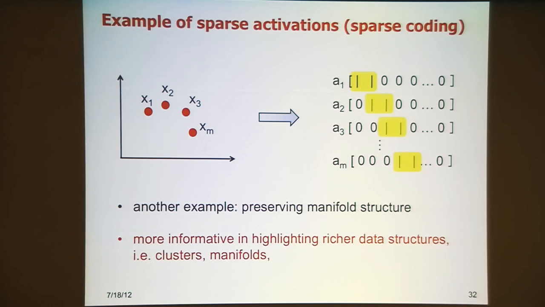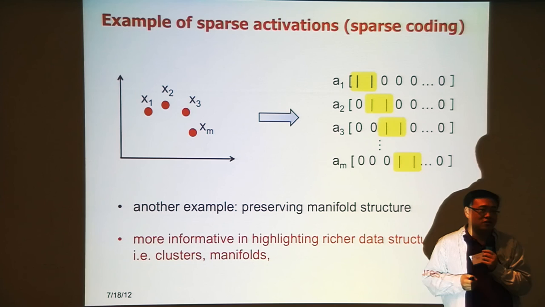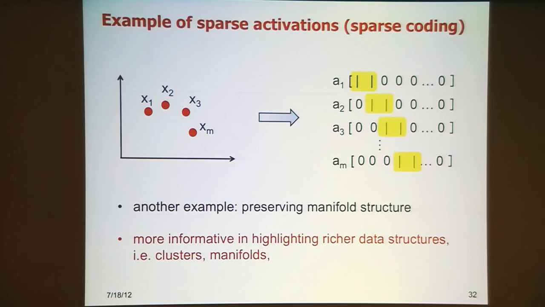Again, there's no guarantee sparse coding will get a result like this. But empirically, by enforcing the sparsity constraint in sparse coding, indeed you get a result like this. So you can see in this ideal case, it's more informative in highlighting richer data structures, like clusters or manifold structures.